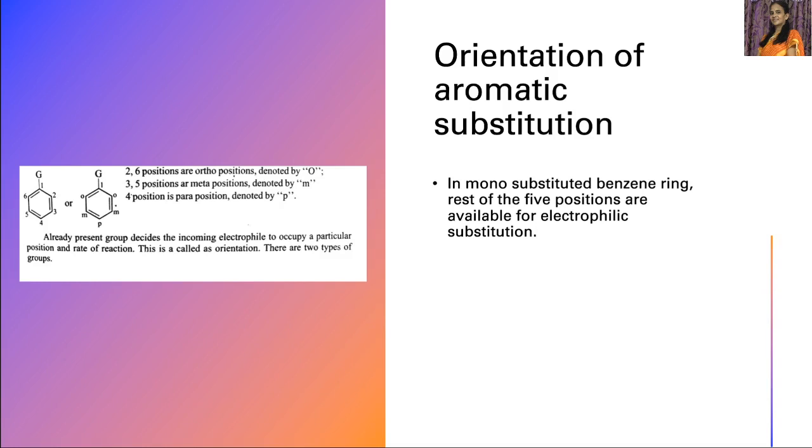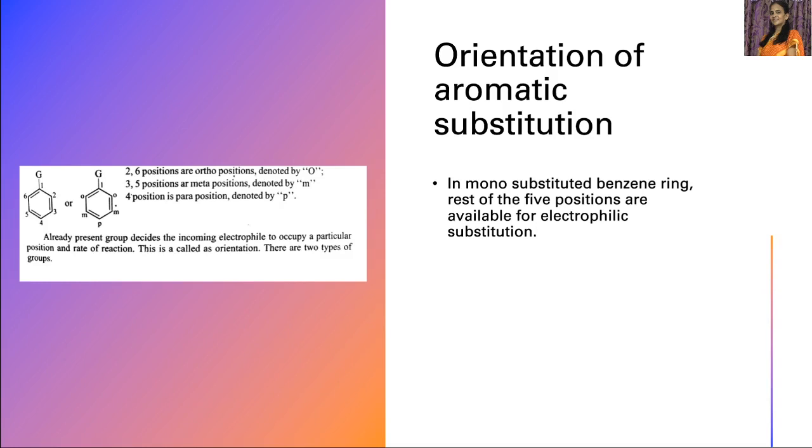If we consider monosubstituted benzene, that is, one substituent is already present on the benzene ring, the remaining 5 positions are available for electrophilic substitution. So the group which is already present in the benzene ring decides the position of the incoming electrophile, and that is known as orientation. Two types of groups are present which decide the position of the incoming electrophile in monosubstituted benzene.